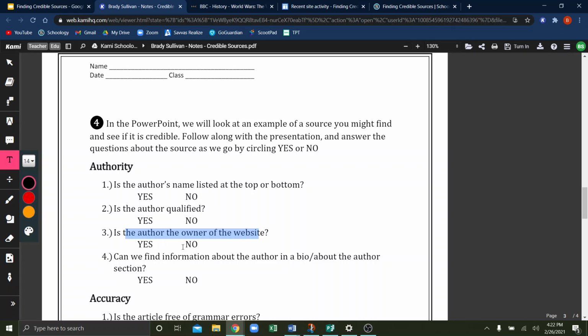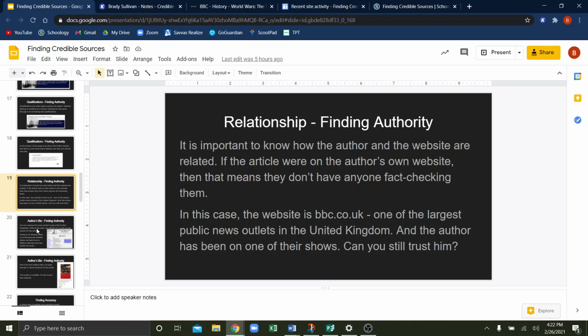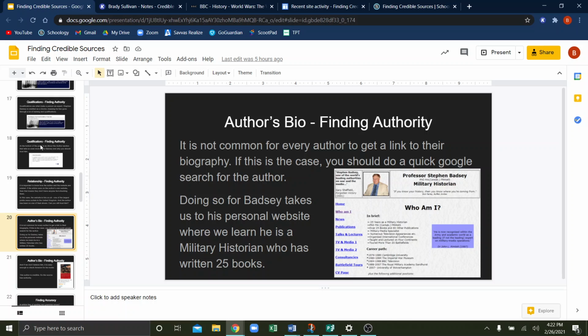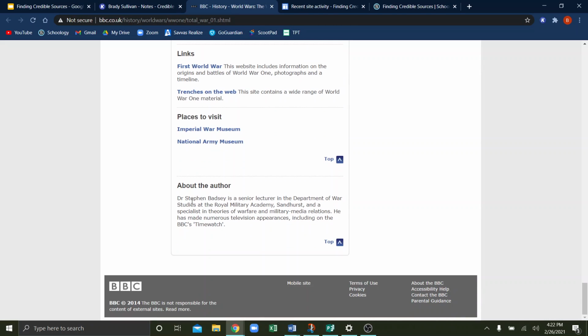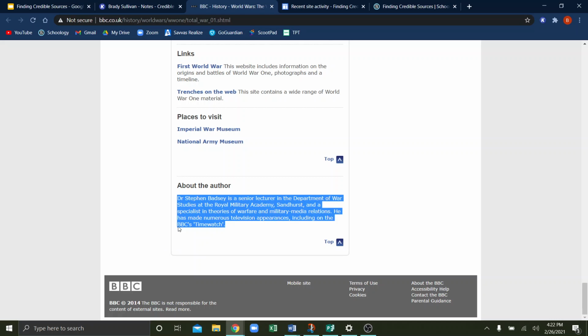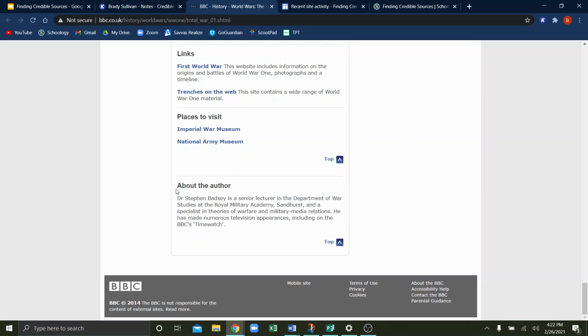So, is the author the owner of the website? No, he is not. And finally, are we able to find more information about him? I already showed you down here, we have an About the Author section. Just the fact that this is here makes this more credible. We talked about the authors hiding their name. If the author puts their name on and tells you more about themselves, then that's even better than just putting their name on.